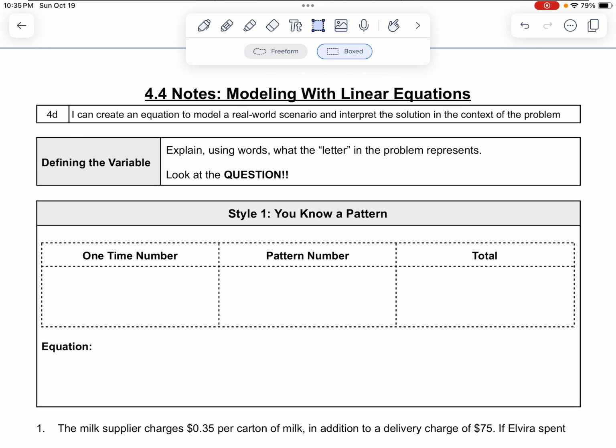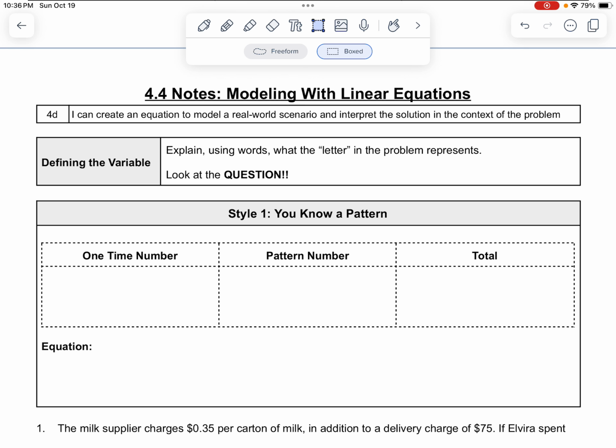Hi everybody! In this video we're going to be going through the notes for lesson 4.4, which is all about modeling with linear equations. So the idea of today is I'm going to give you a story and I'm going to ask you to write an equation and solve it to figure out the answer.